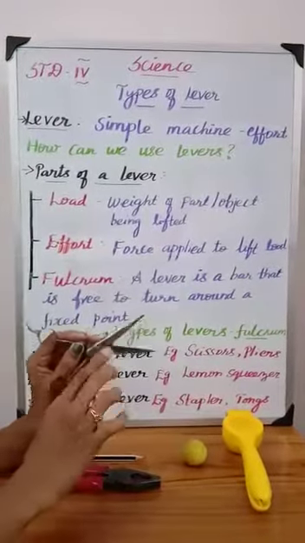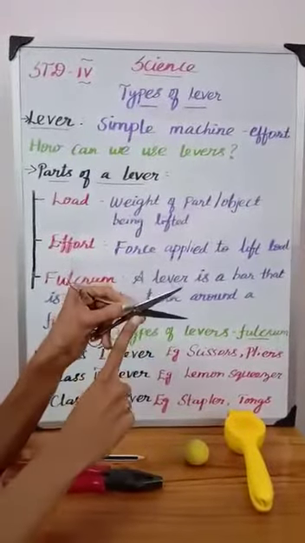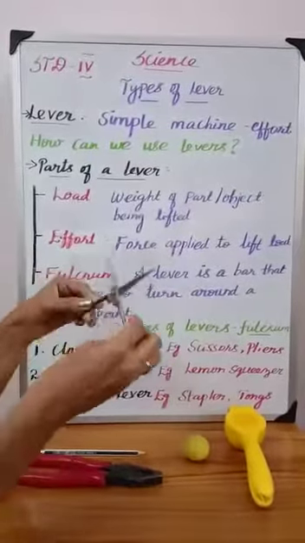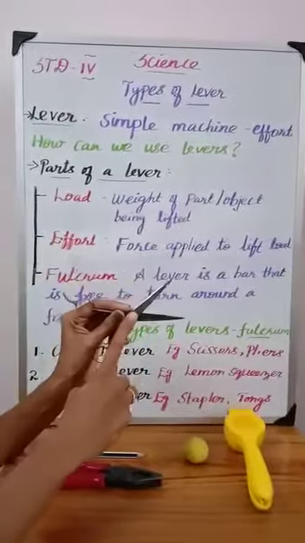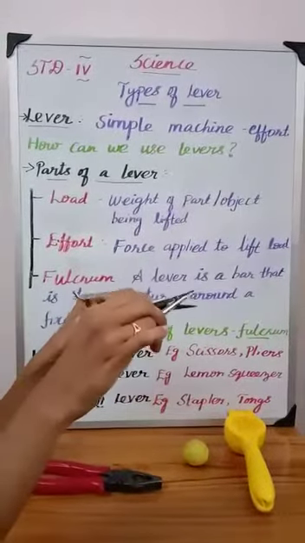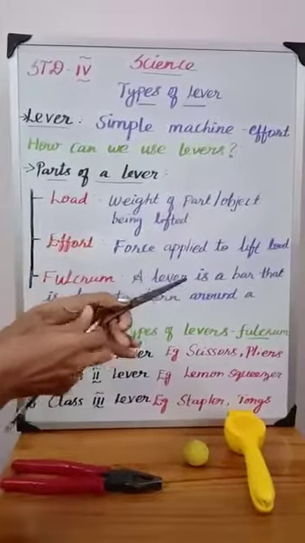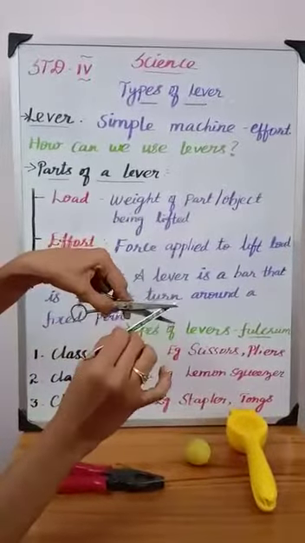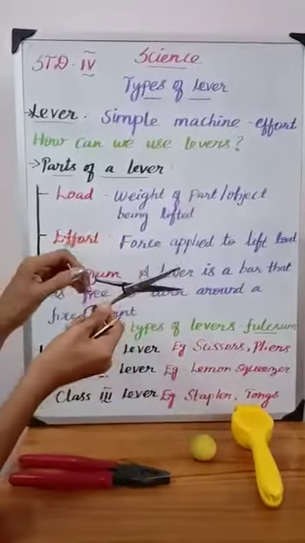In simple words, this point is known as the fulcrum. A lever is a bar that is free to turn around a fixed point. So this is the fulcrum region, and on this side we can put the load, and on this side we put effort. That is known as a class 1 lever.